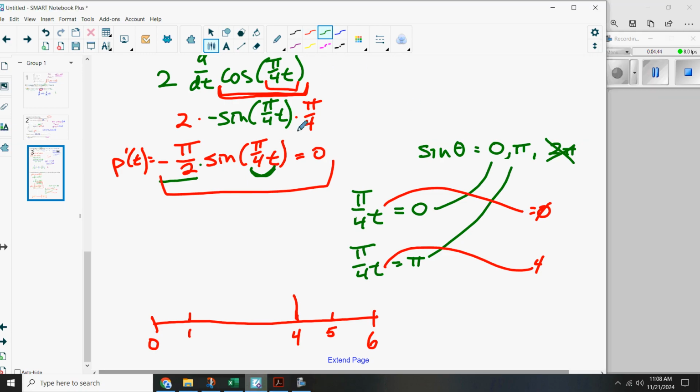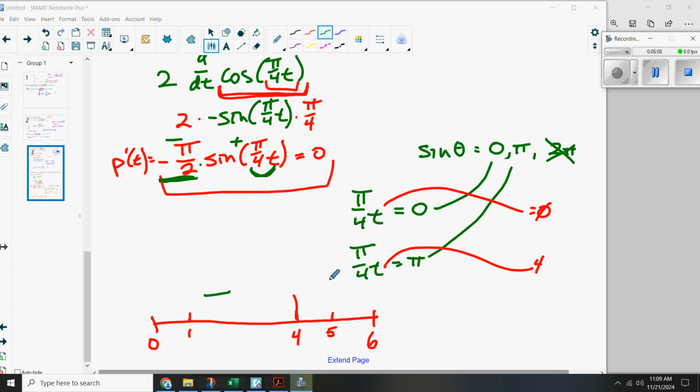When I test, first, again, this is negative pi over 2 over here. If I test 1, this would be sine of pi over 4, since t equals 1. And sine of pi over 4 is radical 2 over 2. So this is a positive, and this is a negative. So in this interval from 0 to 4, it's going negative.